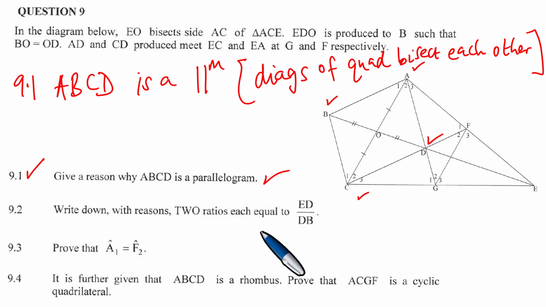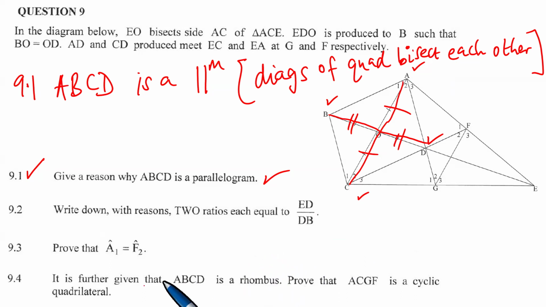The diagonals of the quadrilateral bisect each other. That is why, because how do they bisect each other? This bit and this bit. So this equals this, and this equals that. So the diagonals of the quadrilateral bisect each other.